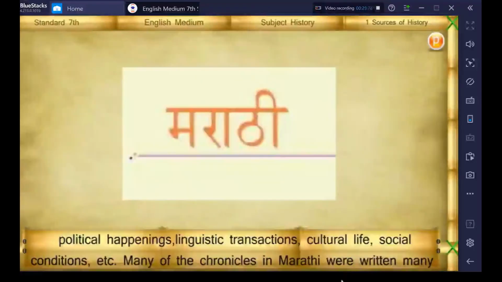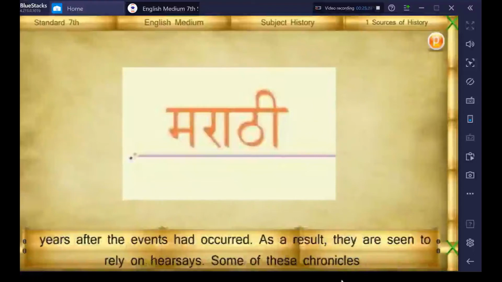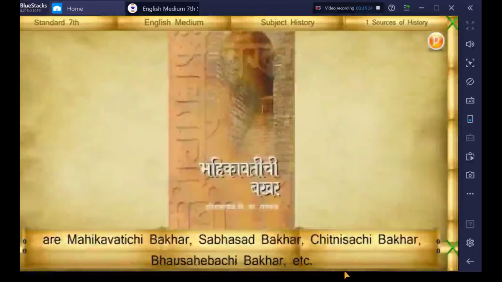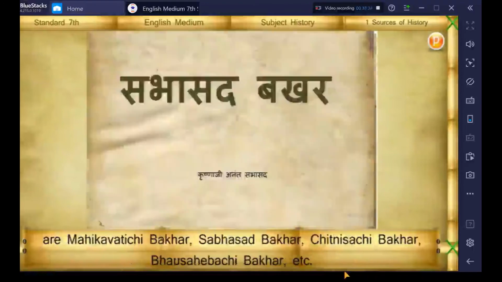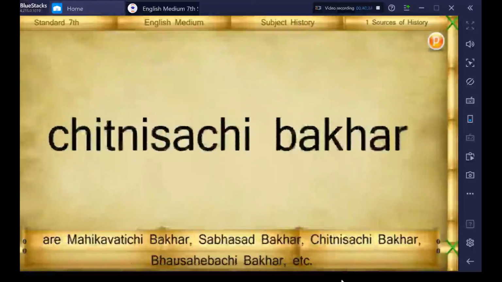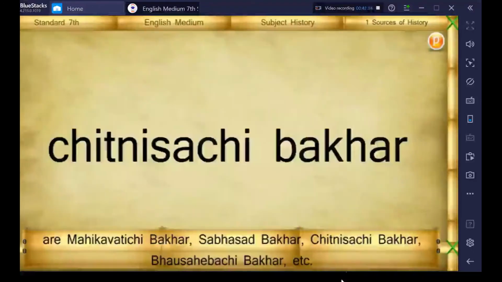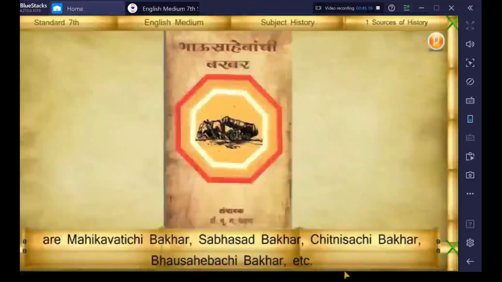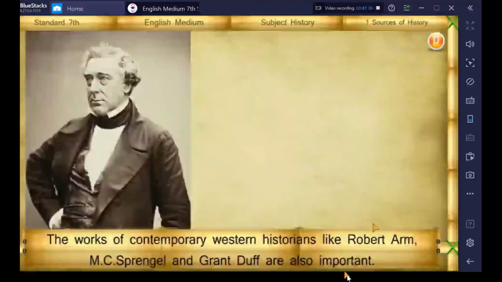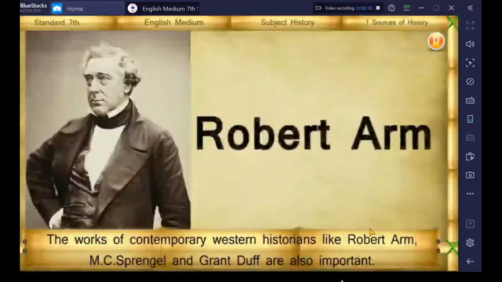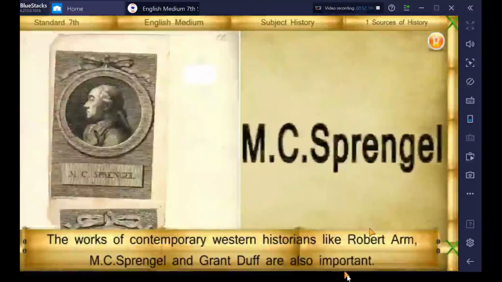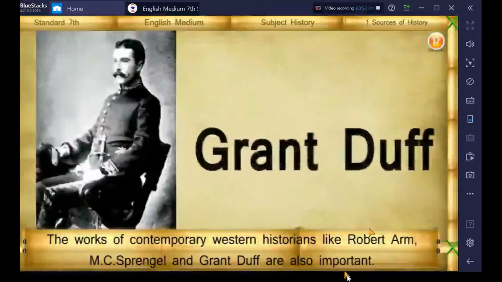Many of the chronicles in Marathi were written many years after the events had occurred. As a result, they are seen to rely on hearsay. Some of these chronicles are Mahikavatichi Bakhar, Sabhasad Bakhar, Chitnisachi Bakhar, Bhausahebanchi Bakhar, etc. The works of contemporary Western historians like Robert Orme, M.C. Sprengel, and Grant Duff are also important.